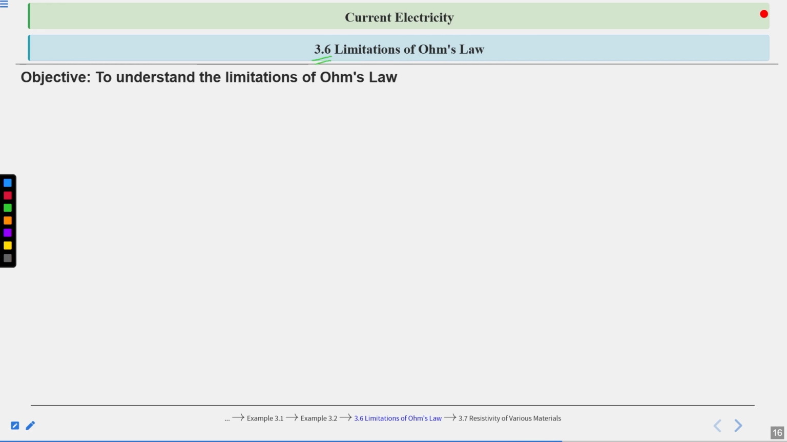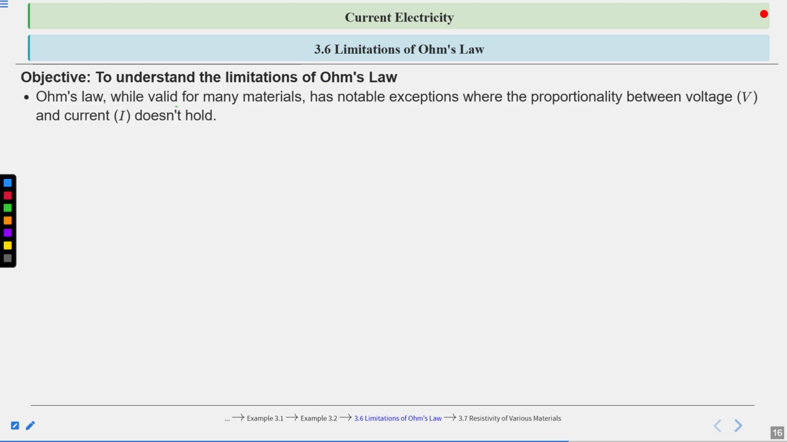Now another topic, limitations of Ohm's law. There are some limitations of Ohm's law, and we are going to discuss them case by case. The objective is to understand the limitations of Ohm's law. While Ohm's law is valid for many materials, especially metals or conductors, it has notable exceptions where the proportionality between voltage and current doesn't hold. There are some materials for which this proportionality can be disturbed.